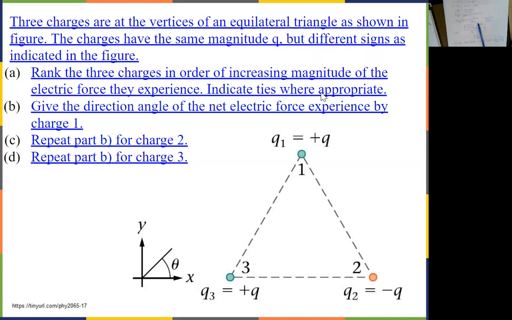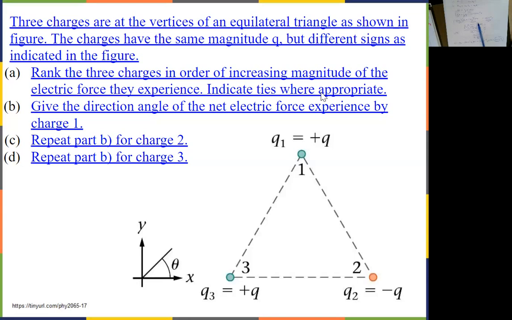Rank the three charges in order of increasing magnitude of the electric force they experience. So you want to see the magnitude of force, F1, F2, and F3. You want to rank them. If there are ties, you want to indicate. So if F1 is equal to F2, you can say F1 equals F2.